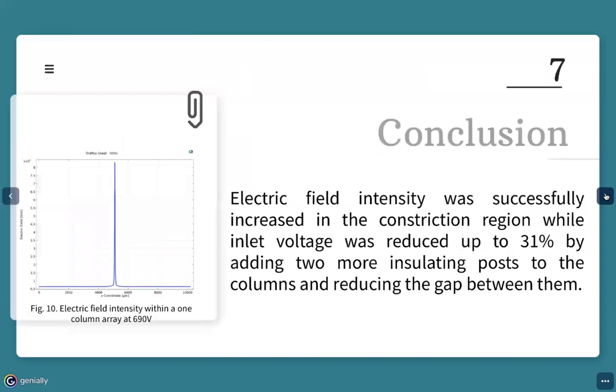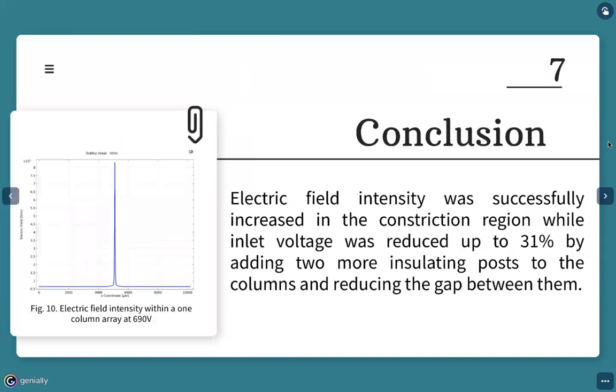So, in conclusion, the electric field intensity was successfully increased in the constriction region, while the inlet voltage was reduced by up to 31% by adding 2 insulating posts to the columns and reducing the gap between them.